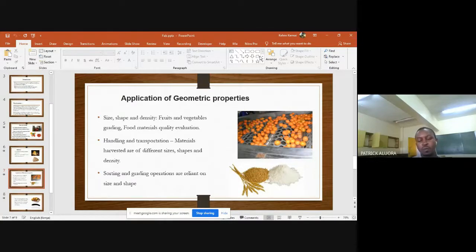So how do we apply these geometric properties when we come to the food industry? We find that size, shape, and density of food materials help in grading and sorting and separation. If you look at the photograph on the screen, you can see that we have oranges flowing down a screen. These screens have different hole sizes, so they are punched with different hole sizes. As the oranges flow downwards, the smaller oranges are removed first, and the bigger oranges are left. By the time the oranges get to the end point, we will have separated all the oranges depending on their sizes. So that is how size, shape, and density will play a role.